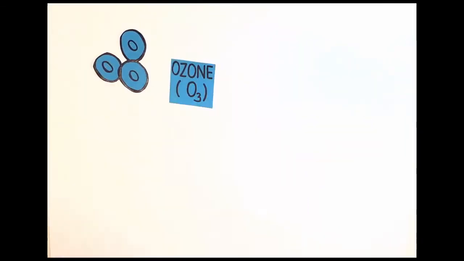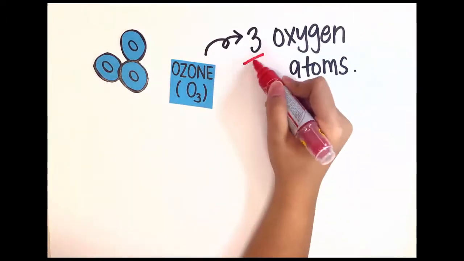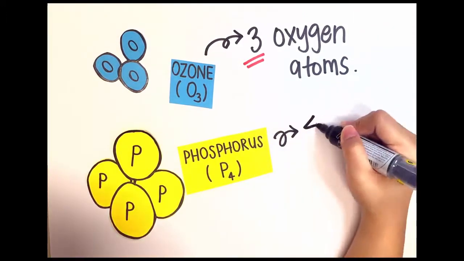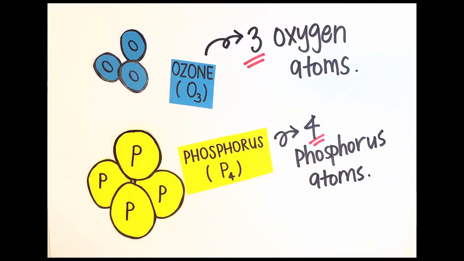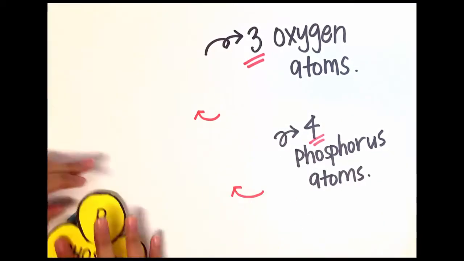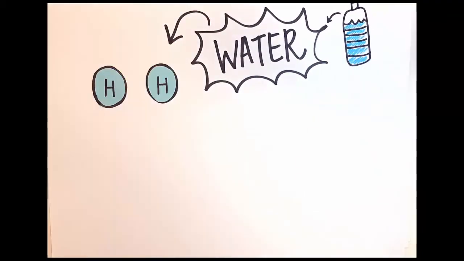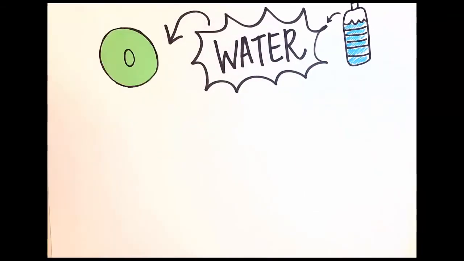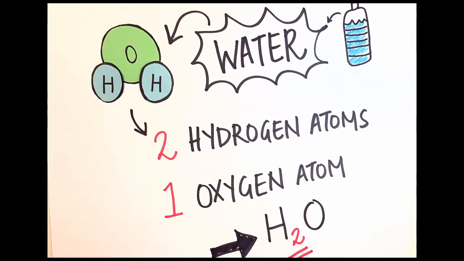Let's take a look at other molecules. Ozone, which is represented as O3, is a molecule with 3 oxygen atoms. On the other hand, phosphorus, with the chemical formula of P4, contains 4 phosphorus atoms. Here is a molecule of water. A water molecule contains 2 hydrogen atoms and 1 oxygen atom. Hence, the chemical formula of water is H2O.